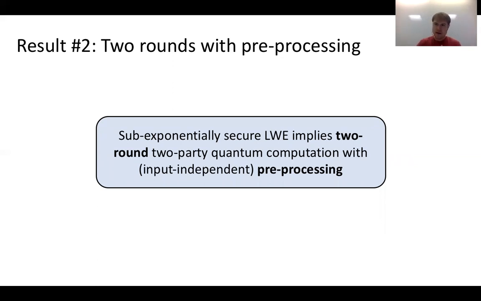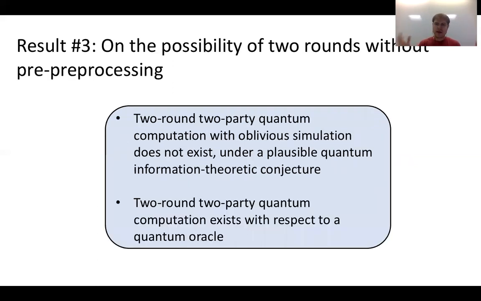Of course, we are also interested in what's actually happening in the setting without pre-processing. Can we actually obtain a truly two-round protocol? And here it's still pretty open. We only have a partial negative result and a partial positive result. Our partial negative result is really an attempt to formalize the intuition I was mentioning before about what makes this problem difficult.